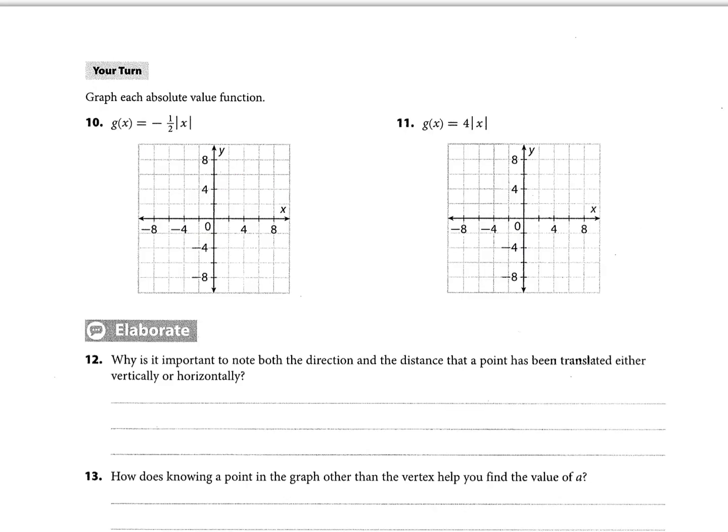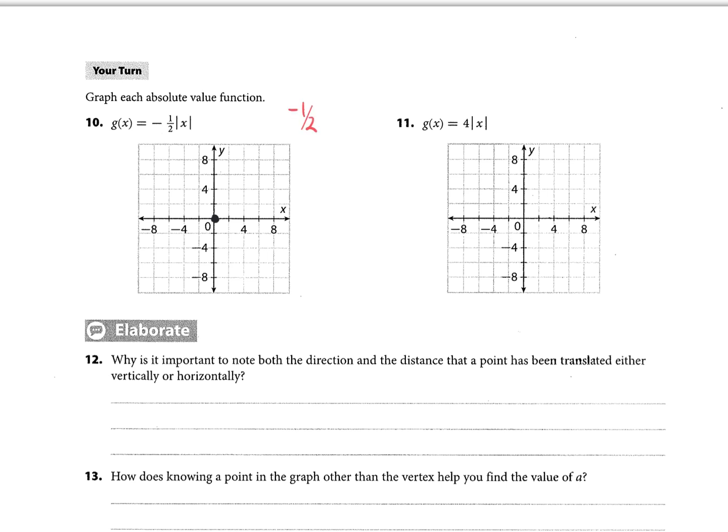Graph each absolute value function. Let's choose to start with x value 0. The absolute value of 0 is 0, and -1/2 times 0 is just 0. I'm going to go by 2's because multiplying by 1/2 is easier when you have multiples of 2, but you can do 1's as well.